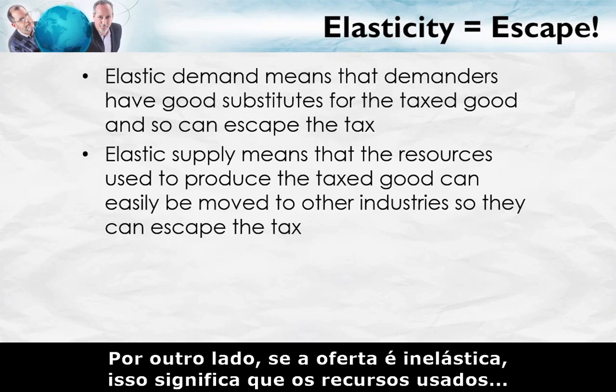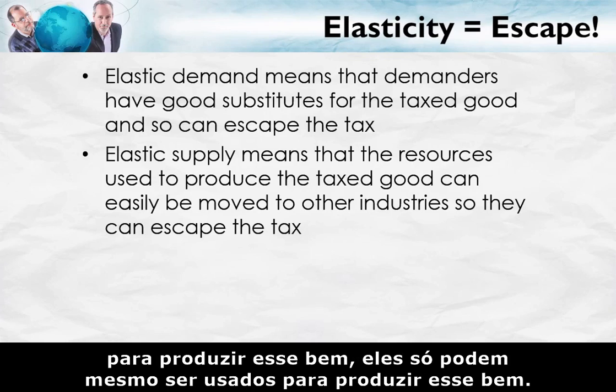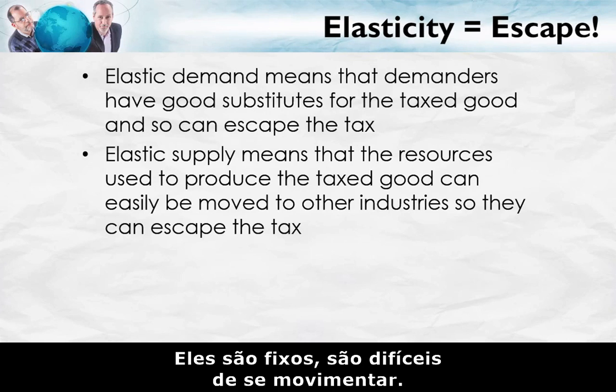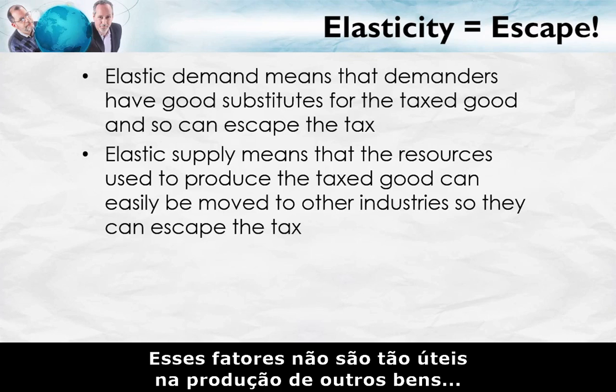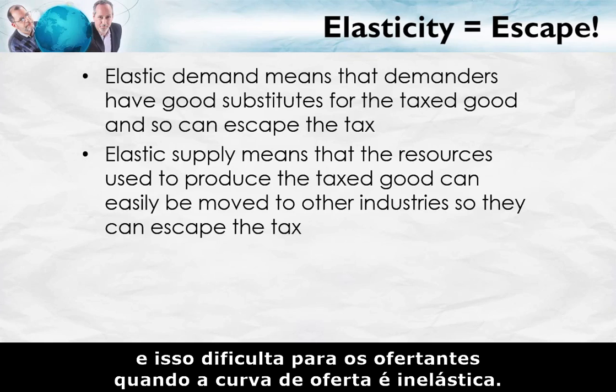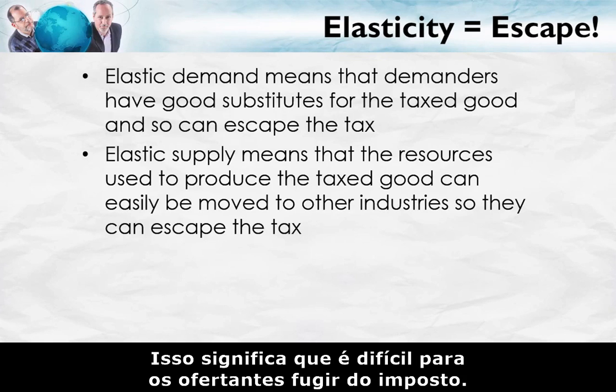On the other hand, if supply is inelastic, that means the resources used to produce this good really can only be used to produce this good. They're fixed, they're hard to move around, and those factors are not that useful for producing other goods. So that makes it difficult for the suppliers when the supply curve is inelastic. That means it's difficult for the suppliers to escape the tax.